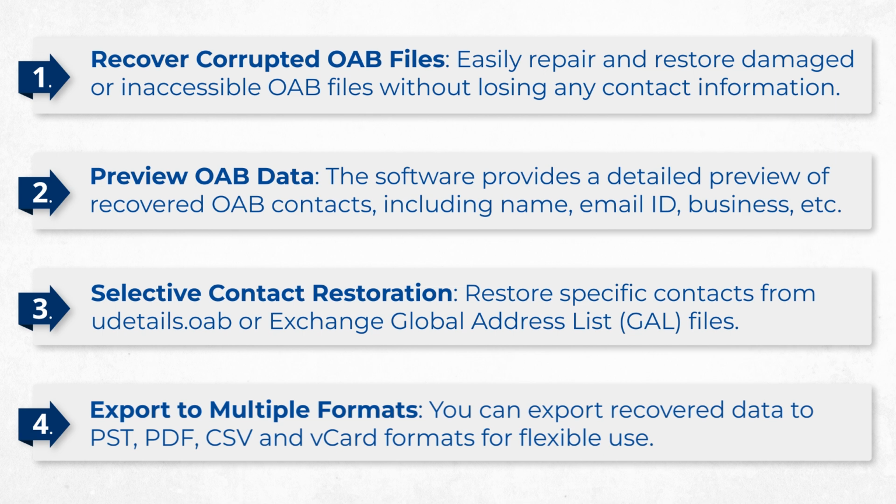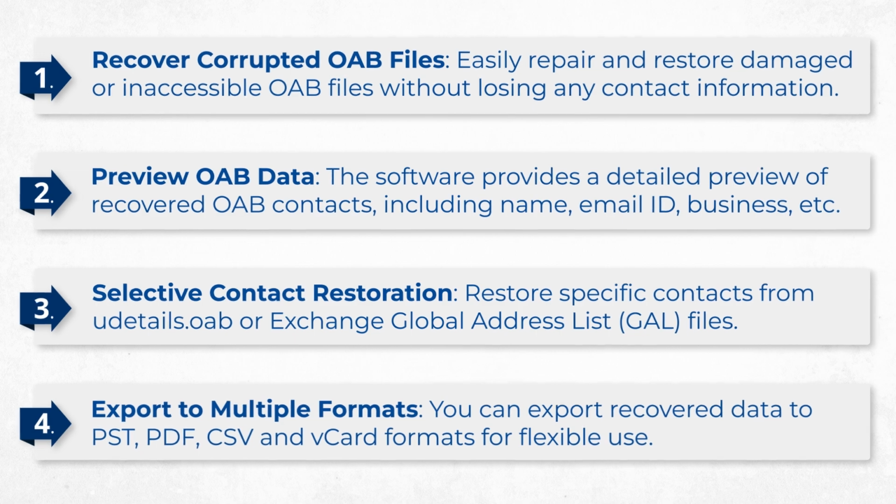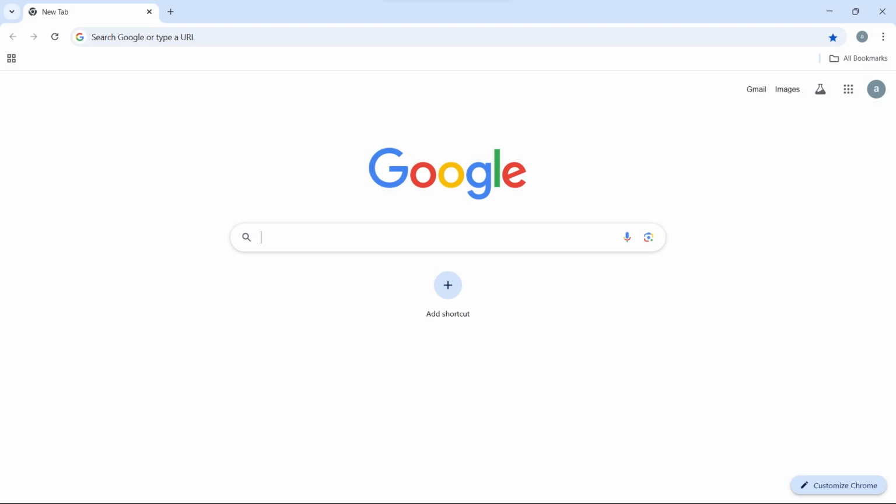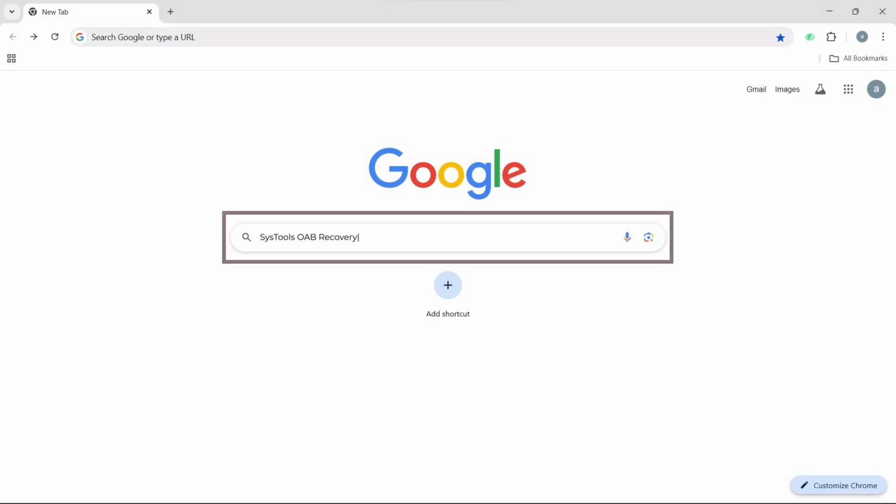Export to multiple formats. You can export recovered data to PST, CSV, and vCard formats for flexible use across different platforms and applications. To download the software, open Google and search for SysTools OAB Recovery.